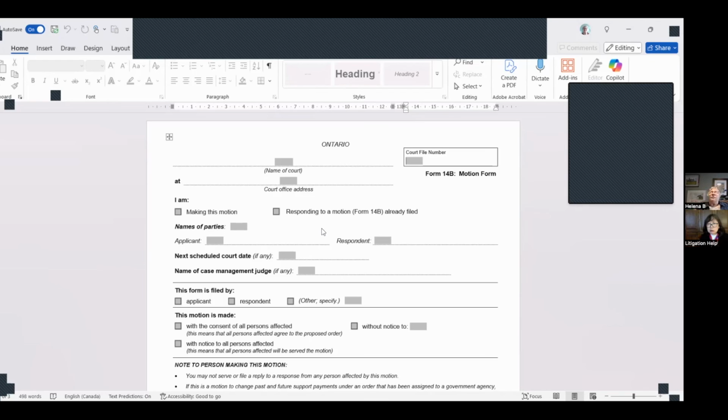Now, one of the interesting things about endorsements and orders, and even sometimes lawyers get confused about this, is let's say that you have an argued motion for temporary child support. And the judge makes an order that says effective April 1st, the respondent shall pay to the applicant child support on the table amount of X based on the payer's gross annual income in 2024 of Y. And the judge makes that order on March the 24th.